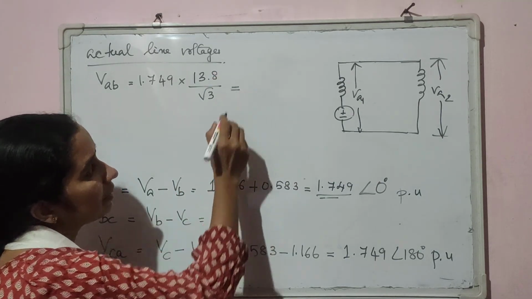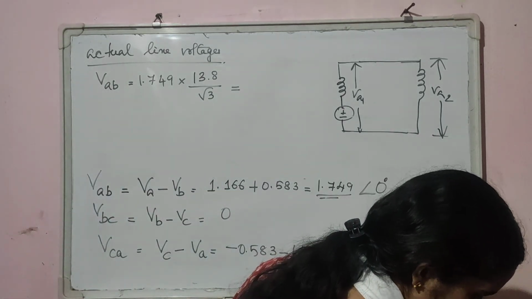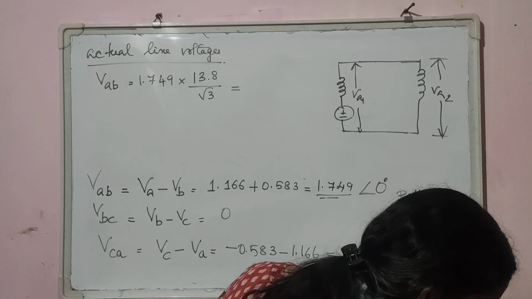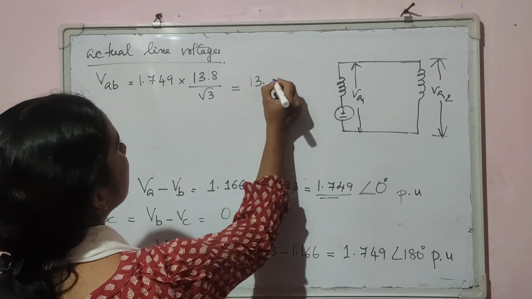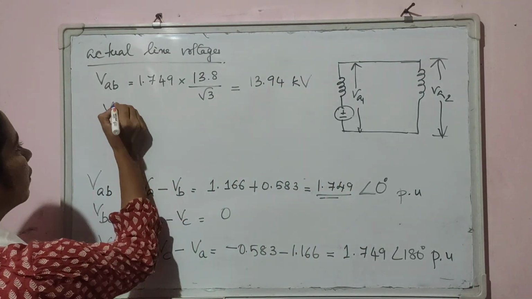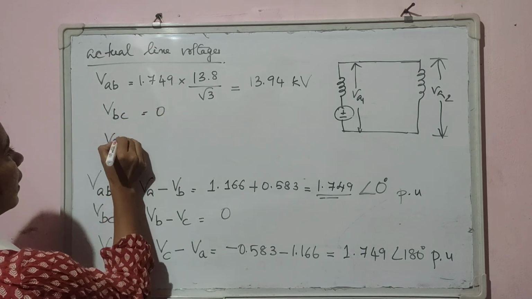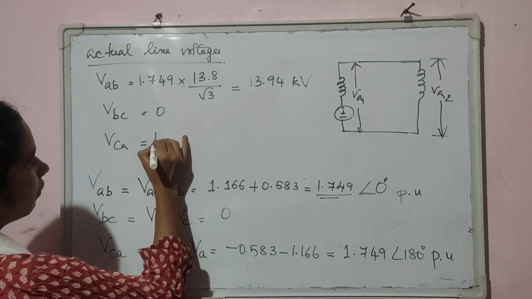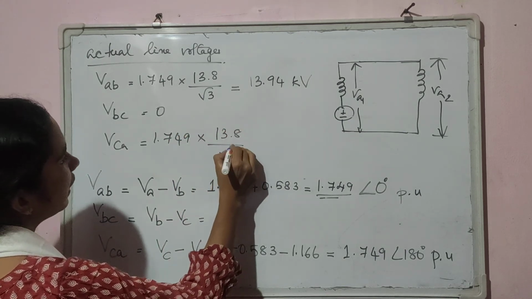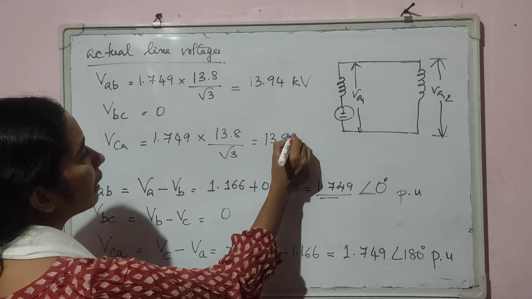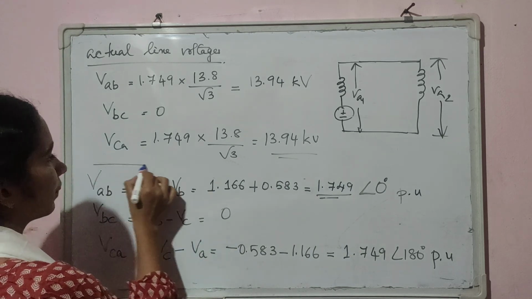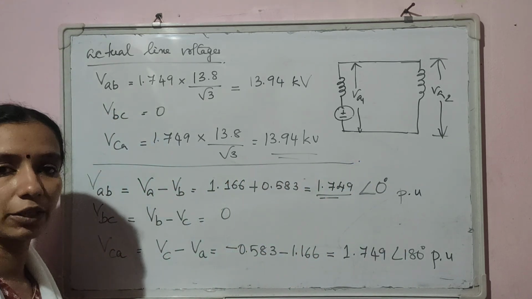Okay, now we will get VAB is equal to 13.94 kV, 13.94 angle 0 degree. VBC is 0 and VCA is equal to again 1.749 into 13.8 by root 3, which is equal to 13.94 kV, or 13.94 angle 180 degree kV. So we have calculated all the required parameters.